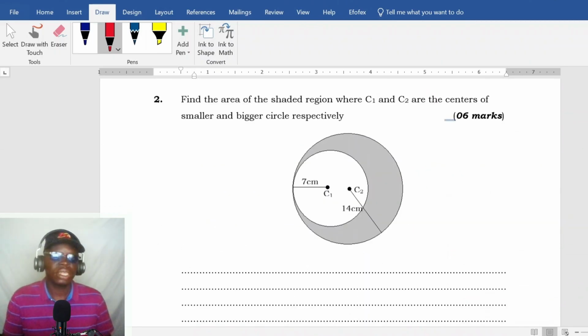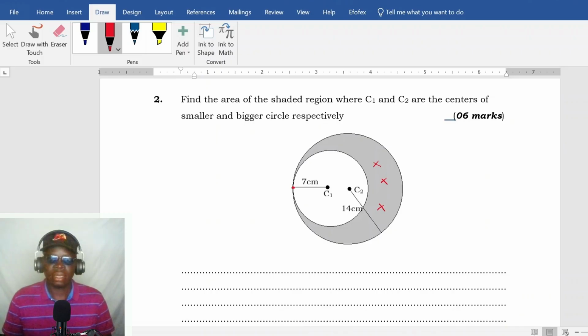So let's move on to this question that says, find the area of the subdivision where C1, we have C1 here, and C2 are the centers of smaller and bigger circles respectively. So we can see that there are 2 circles brought together and they meet in one common location here. And we are asked to find this region. This is set in gray.